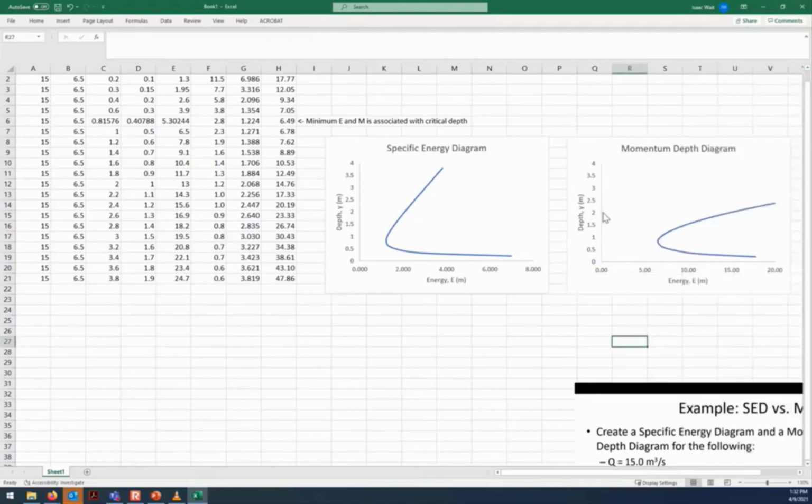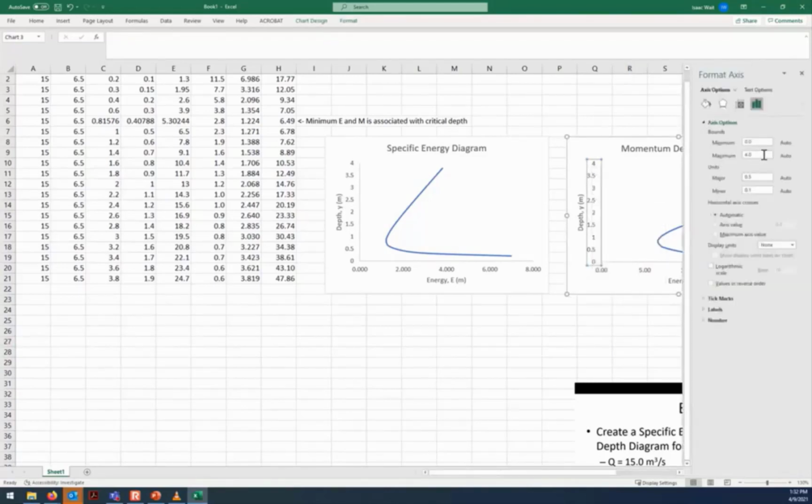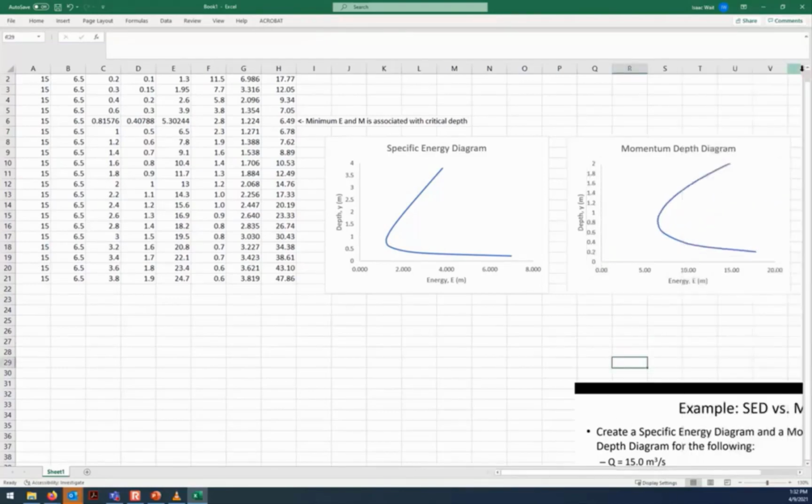So there's the critical depth, and I might even want to change the vertical axis here too, so it only goes through maybe 2, zooms in on the data that I'm interested in seeing. All right. So there we have seen the contrast between a specific energy diagram which becomes linear and a momentum depth diagram which does not. Both of them have minima points which correspond to the critical depth.